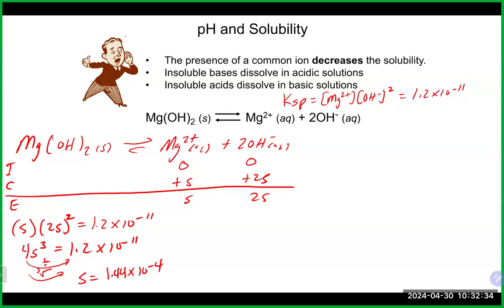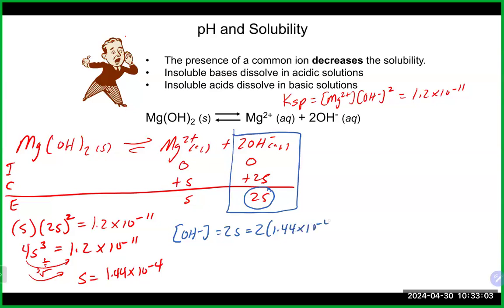Now, in terms of pH, for example, what here would be important in terms of pH? It would be the hydroxide concentration, right? So by figuring out the molar solubility, we could also figure out what would be the concentration of hydroxide in that solution at equilibrium. So if we wanted the concentration of hydroxide at equilibrium, it would be 2 times S, which would be 2 times 1.44 times 10 to the minus 4. And if I do that there, that's going to give me a hydroxide concentration of 2.88 times 10 to the minus 4.